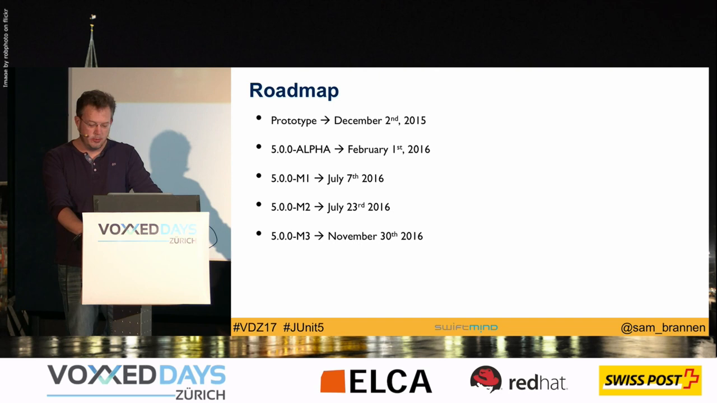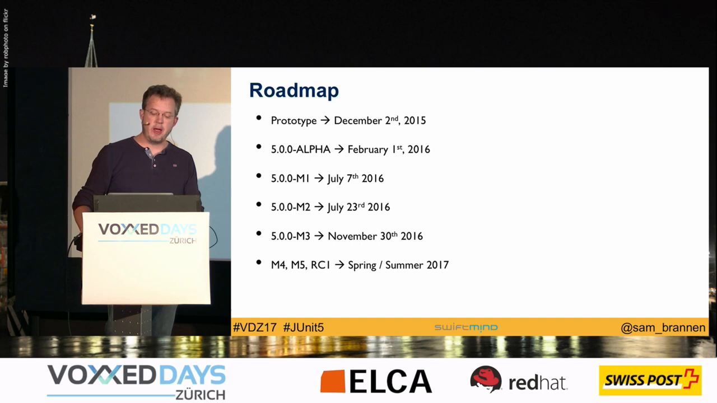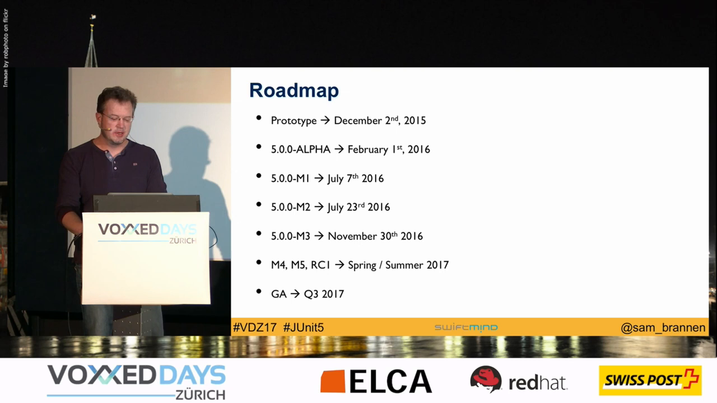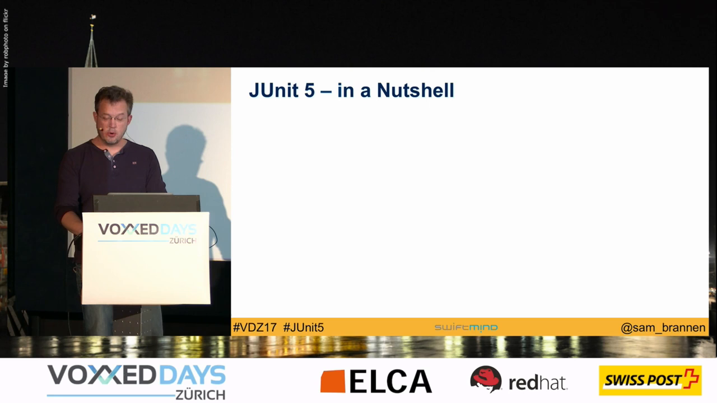And then we hope to have another milestone to follow that, then a release candidate, and then we hope to be able to release sometime this year, tentatively scheduled for the third quarter, depending on resources and bug reports and stuff like that. There are, however, people that are already using it. That's always nice. Some people even use it in production. They trust it enough. And we use JUnit 5 to test JUnit 5, so it's definitely getting battle-tested already.